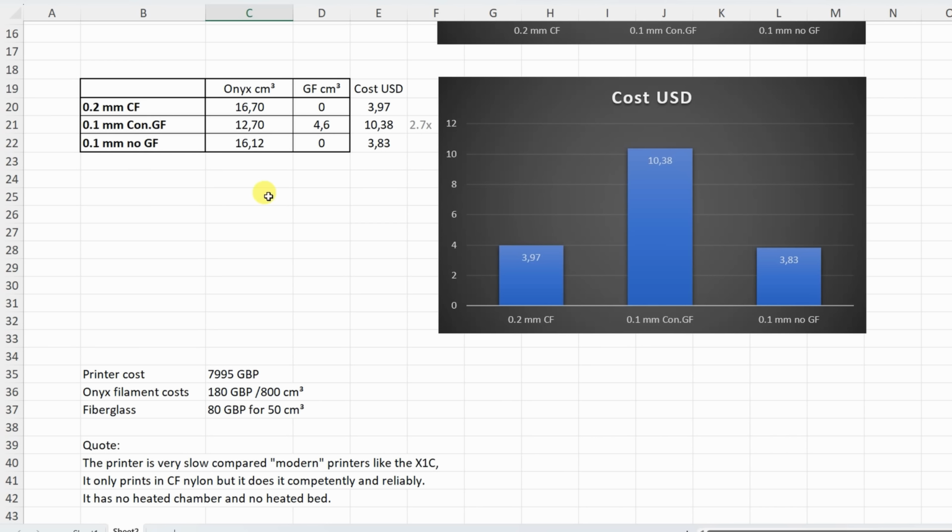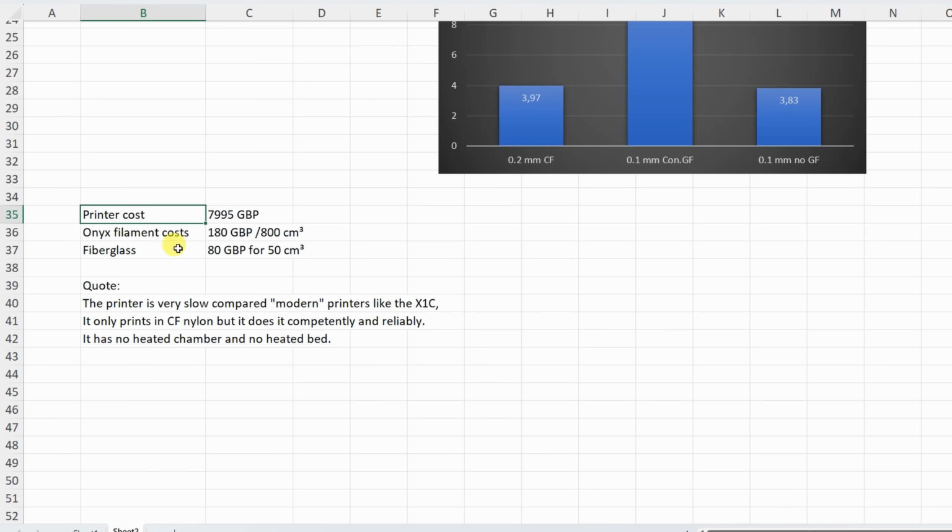Let's talk about cost. This is the volume for the filament, and this is for the glass fibers, and this is the total cost, and approximately we can see the material cost is 2.5 times more expensive if you want to reinforce it with the glass fibers. And these are just numbers, the cost of the printer, and as you can see, this filament is also quite expensive, and also these glass fibers.